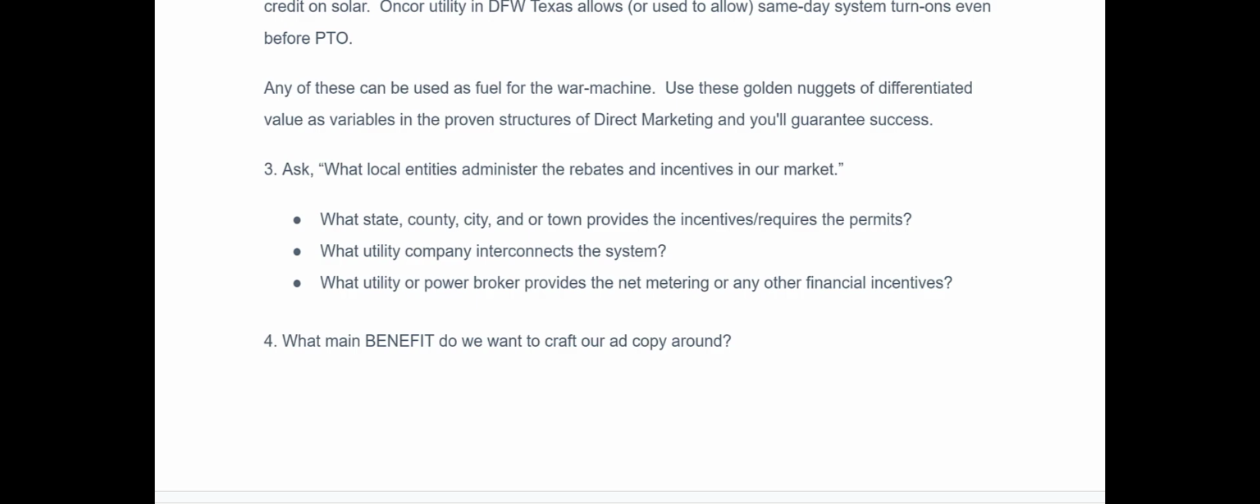What utility company interconnects with the system? What does their net metering look like? Obviously an easy one for solar power. What utility or power broker provides the net metering or any other financial incentives? I think you kind of get where I'm going, right? Like we got to dig into the infrastructure.